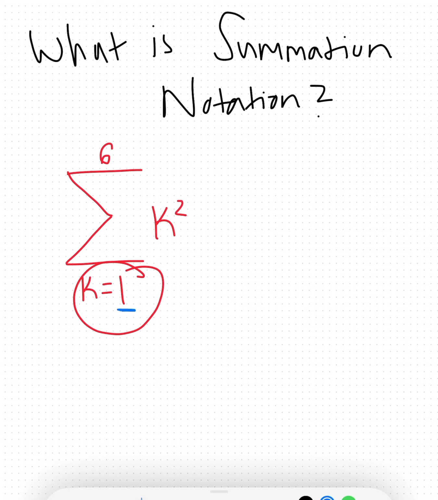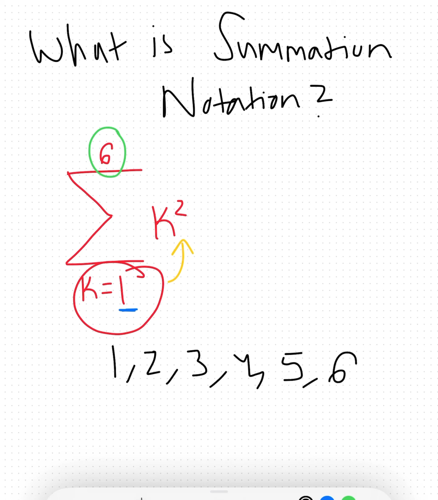So I can see that k equals 1, then at the top I can see that there's a 6. So the numbers we're going to be using to input into this formula will be 1, 2, 3, 4, 5, and 6. Because our k starts at 1 and then it goes all the way up to 6. That's how you're going to read it. You're going to look at the bottom, then you're going to look at the top, and that'll give you a range of numbers. So keep that in mind first.